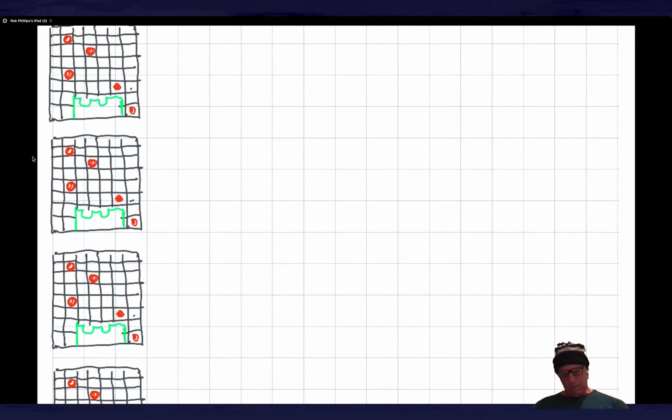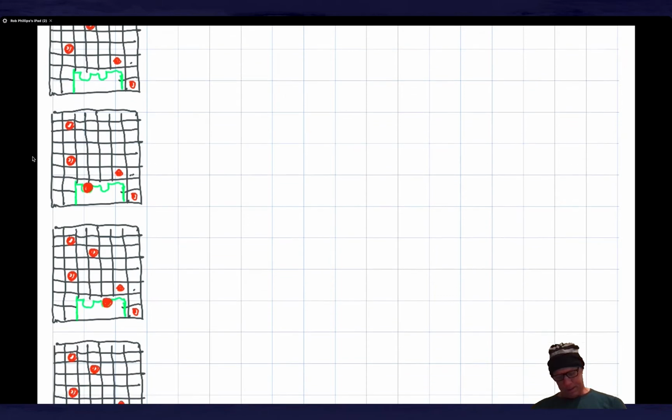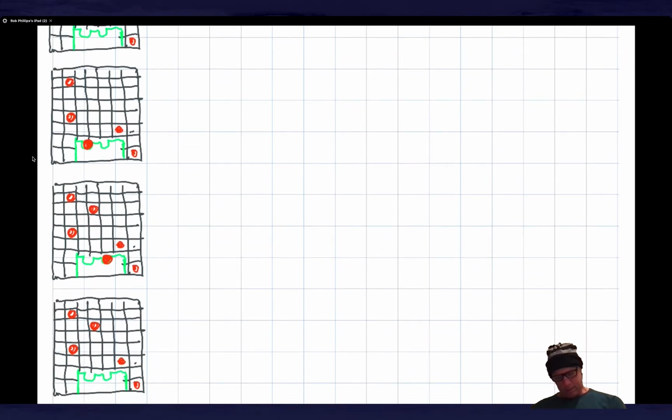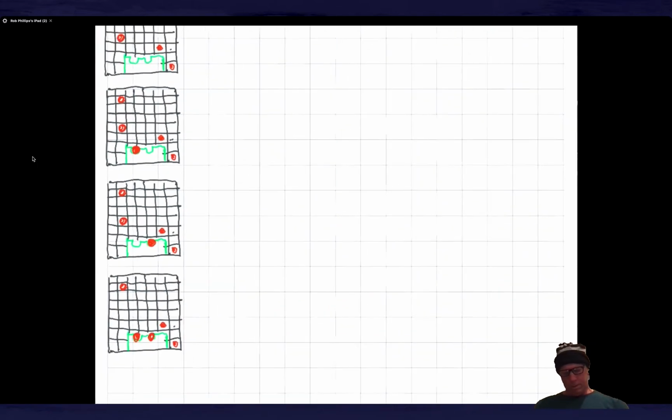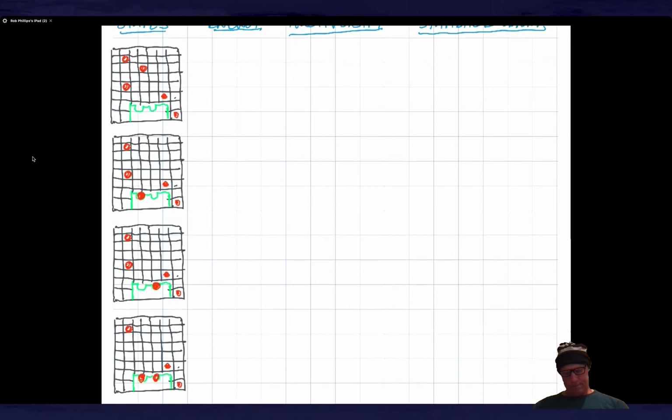And I have 4 states of occupancy. So in this state, the left-hand guy is bound. In this state, the right-hand guy is bound. And then in the final one, both of them are bound. Okay, so we have 4 states, right?